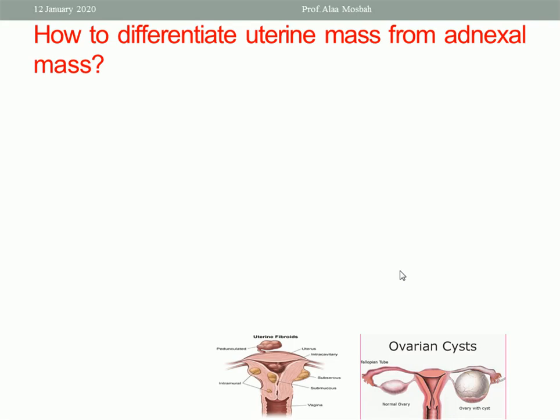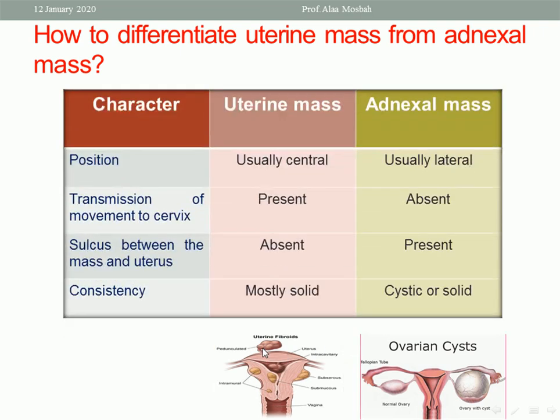So, how to differentiate uterine mass from adnexal mass? As you see in the picture here, this is an example of uterine mass, which is uterine fibroid: intramural, subserous, pedunculated subserous, intracavitary fibroid, submucous fibroid. So, this is uterine mass. Another picture is an example of ovarian mass. So, this is adnexal mass and this is uterine mass. How to differentiate, we will see in this table.